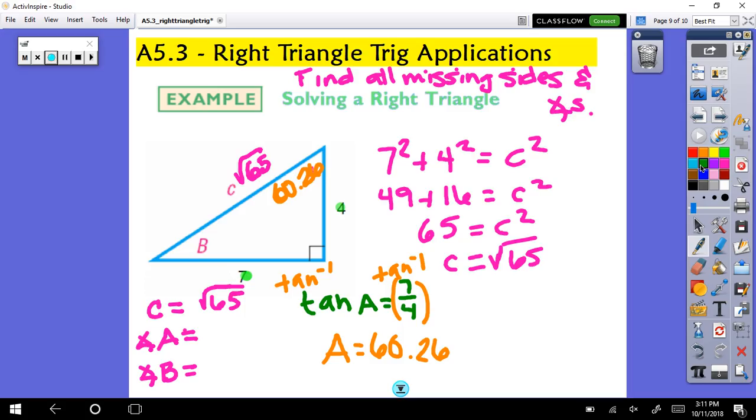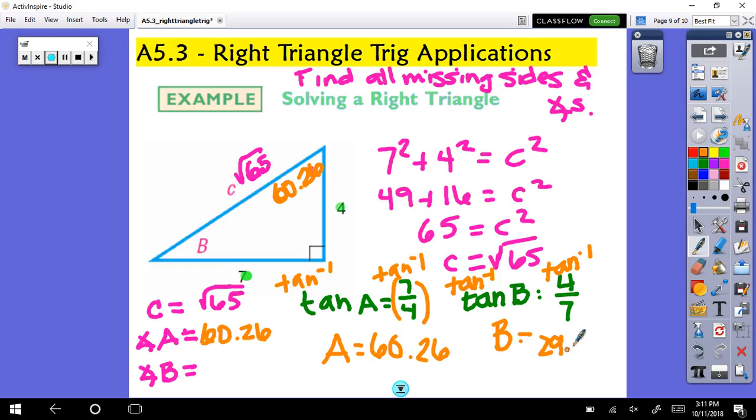Now, since we know this angle is 60.26, I could just subtract 90 and 60.26 from 180 and get B. But again, it's that whole principle of what if I messed up A somehow and then I use it again to find B? Then I've got 2 wrong answers. So we're going to go back to our triangle and use tangent again. Tangent of B is 4 over 7. When I find the tan inverse of both sides, I get B is equal to 29.74 degrees.